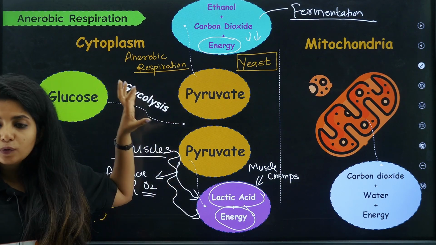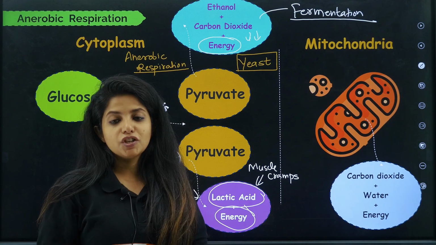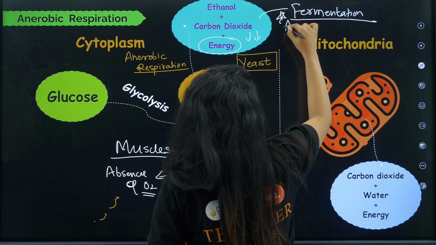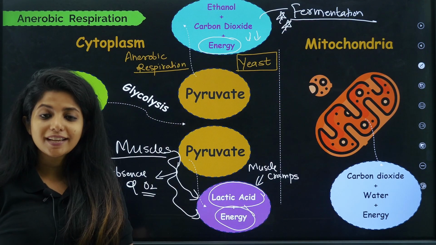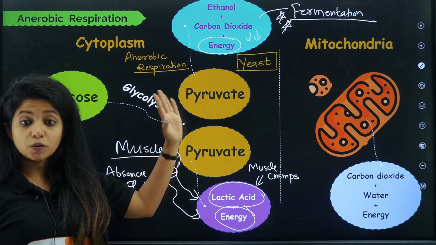So basically in the case of yeast, this pyruvate is going to convert into ethanol, carbon dioxide and energy, my dear children. And this process is known as fermentation. What do you call this process? You call this fermentation. This is the mode of anaerobic respiration in the case of yeast.